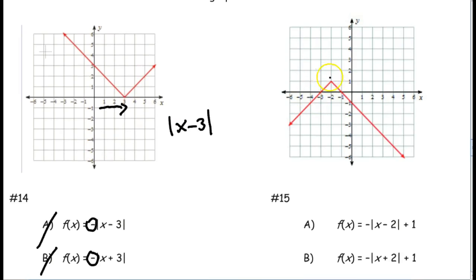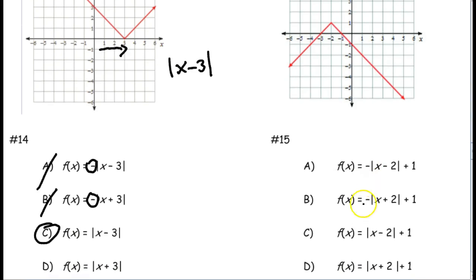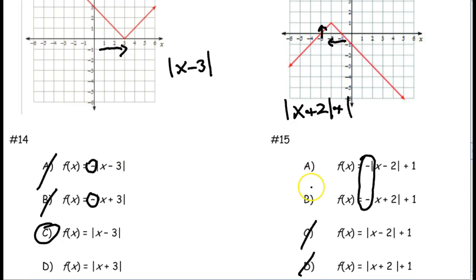Similarly, here we know it's opening down, so it has to be one of these two negatives. It can't be there. So because of those negatives, it's opening down. I know it has to be one of those two. And since it's moved 2 to the right and 1 up, 2 to the right will be x plus 2, and then the up 1 will be a plus 1. So that will be, let's see, B. And it has the negative in front because it's opening down.